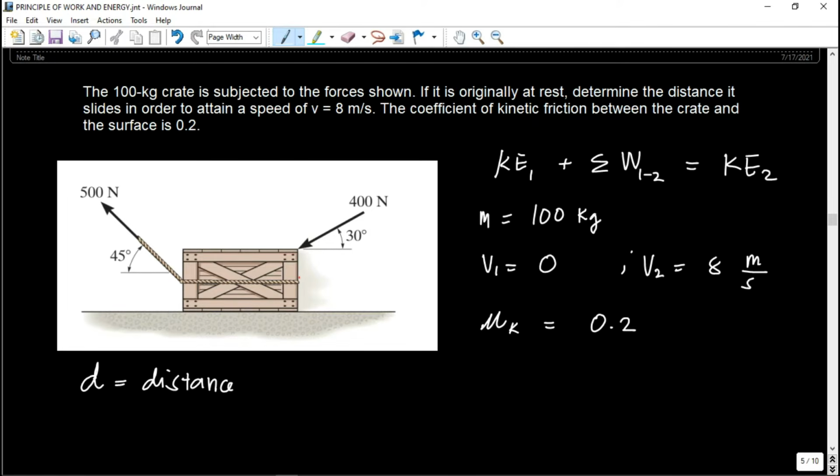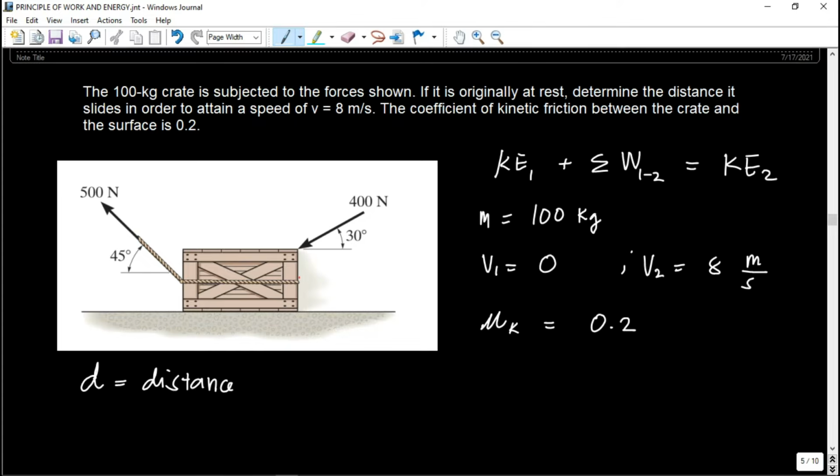Now, let's continue this principle by getting all of these parameters. Ano yung kinetic energy at state 1, at the beginning of the movement and at the final position of the movement. Okay, so dito, what are the work? What is the summation of work? Ano yung sinasabi ditong summation of work?